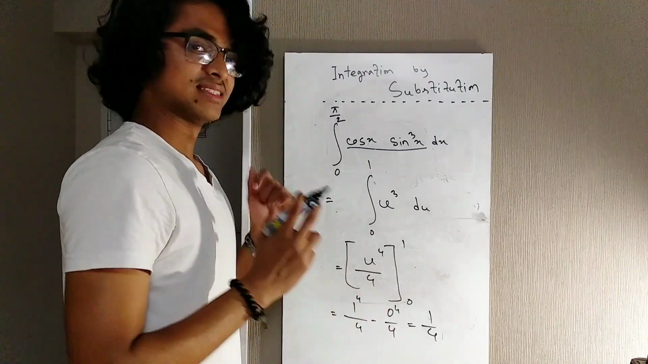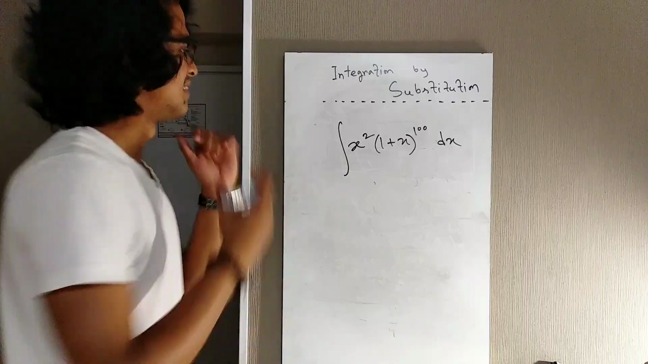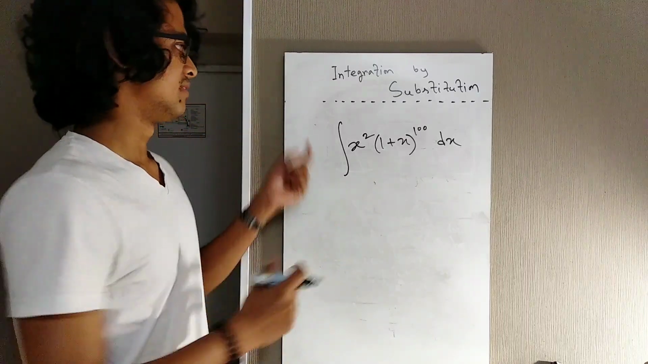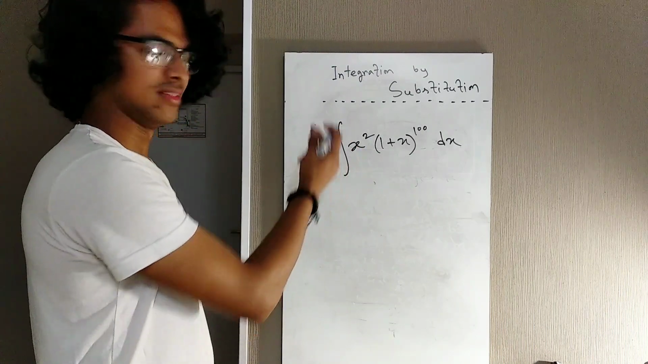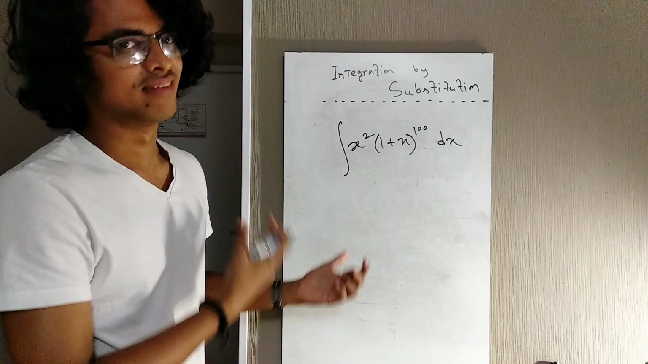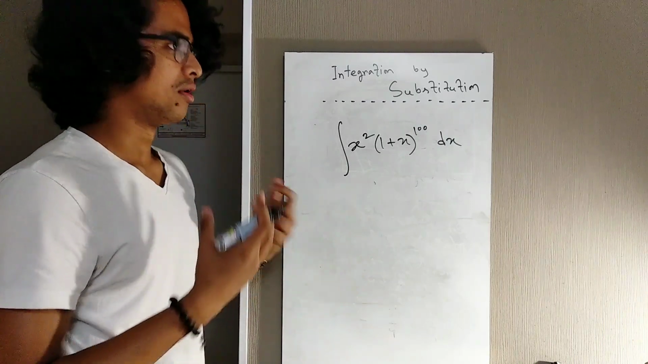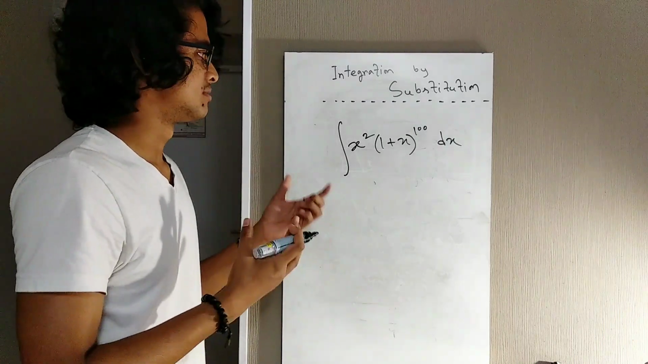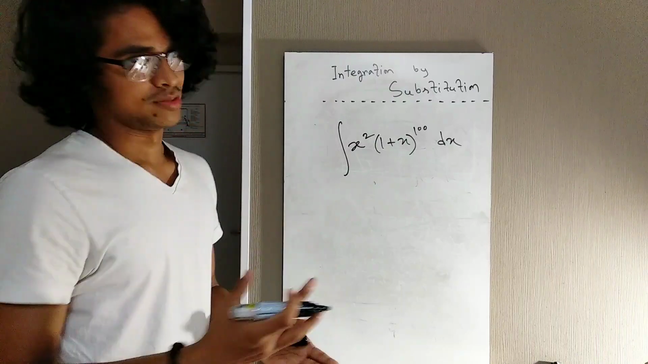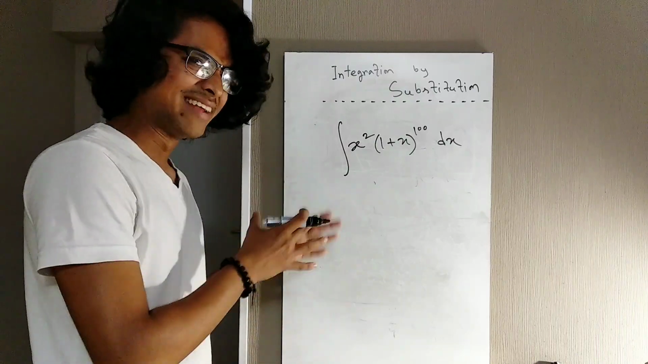Now let's have a look at a different problem. Now let's have a look at this problem right over here. The first thing that you may notice is that there is no limit over and under the integral sign. That means basically it's an indefinite integral. Now some of you may wonder, how can we apply this technique to an indefinite integral? But actually it's very much possible also on the indefinite integral.